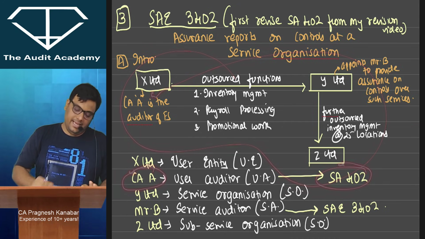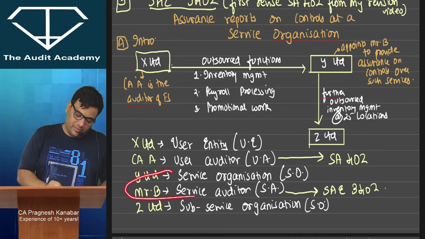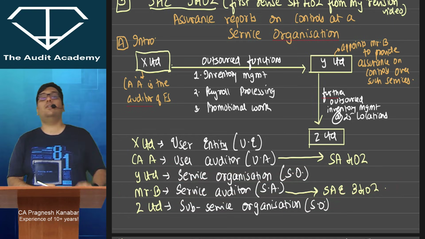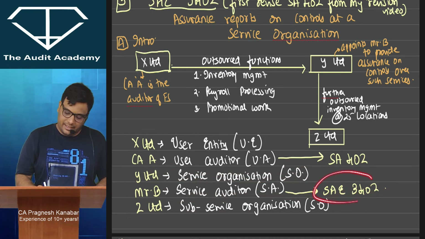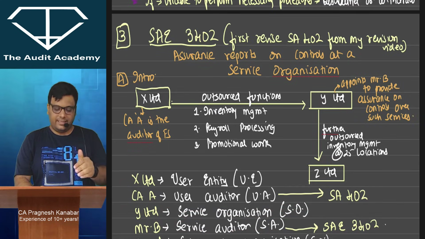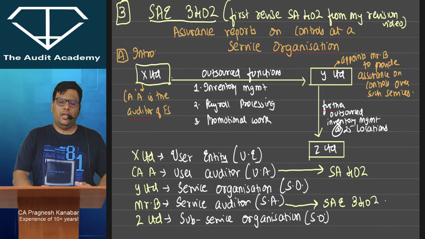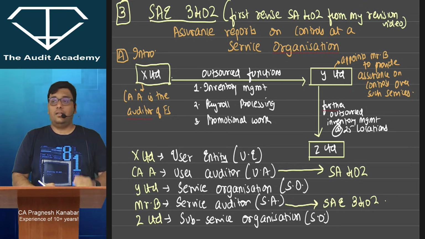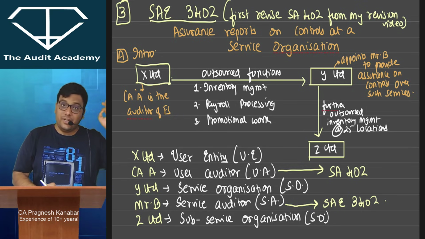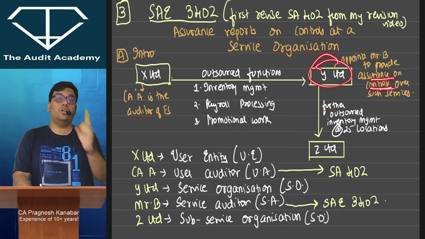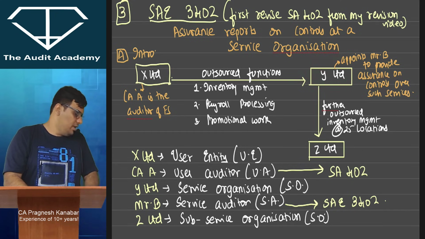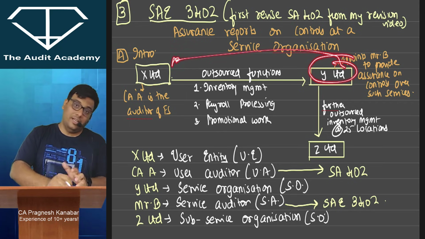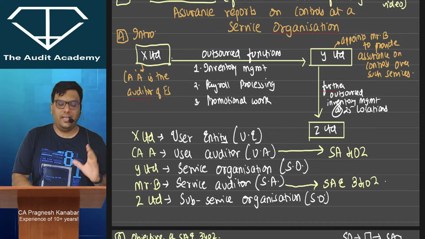All right. But if the last line says that Mr. B, all right, you have to write from the angle of Mr. B, then it is SAE 3402, and that is exactly what we are doing right now. So come on, what character do you have to play? As if you are the auditor appointed by the service organization to provide assurance on controls for the services which the service organization is providing to the user entity, and only in this situation you will find SAE 3402.